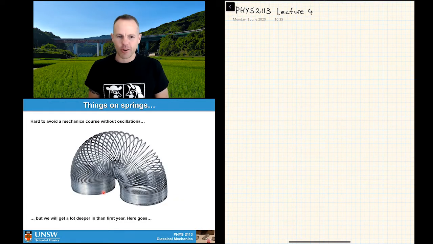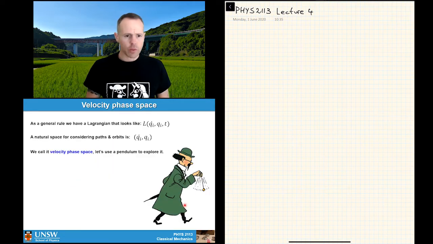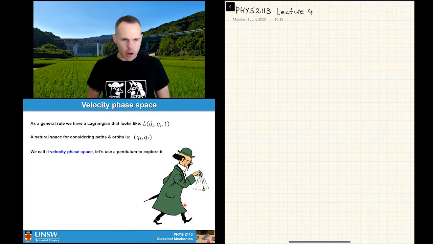So this section of the course I affectionately call Things on Springs. It's really hard to avoid a mechanics course without oscillations in there somewhere. The intent is to go a lot deeper than we do in first year. So the one big new concept I want to introduce today is a thing called velocity phase space.